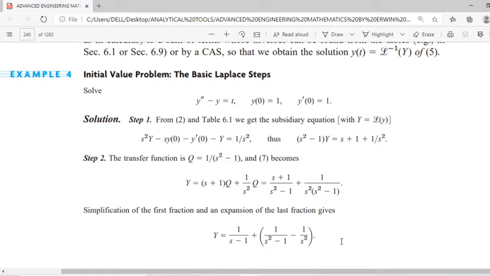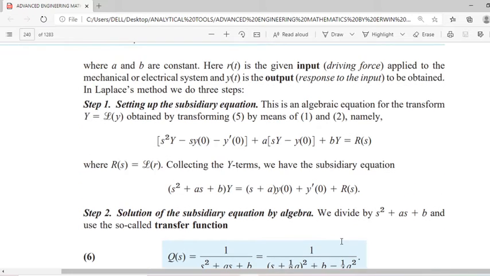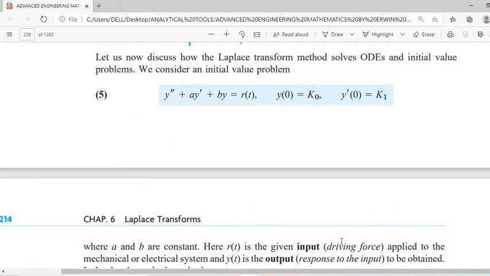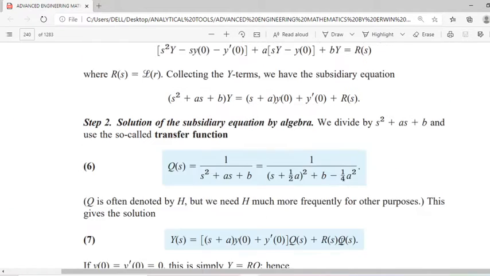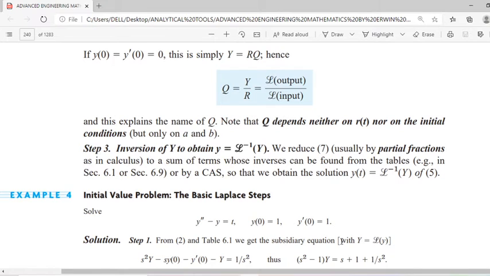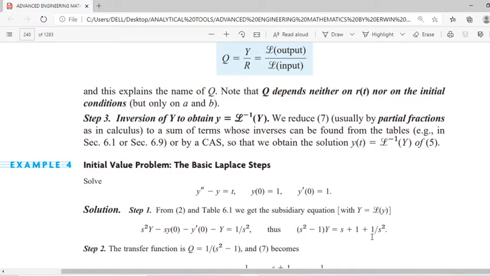So consider this example: y double dash minus y. The first derivative is not here, so the coefficient of the first derivative will be 0. So y double dash minus y equal to t. So here small r of t is equal to small t. What is b? a is 0, b is minus 1, r of t is equal to t. And the initial values are given.